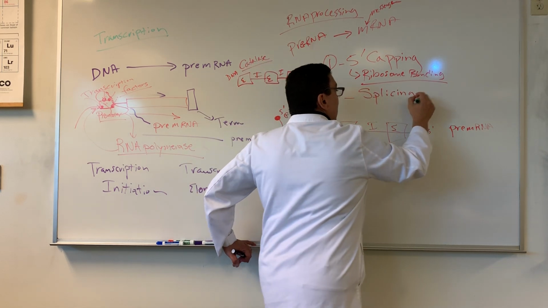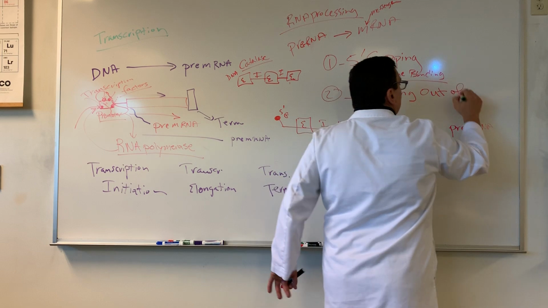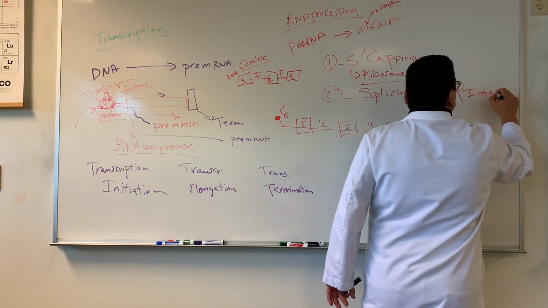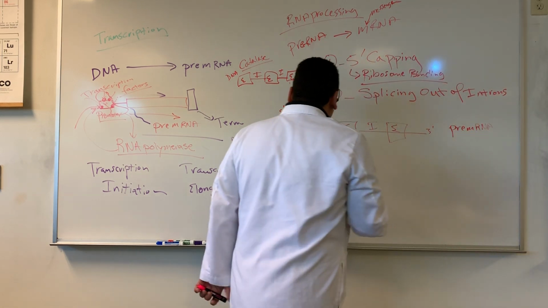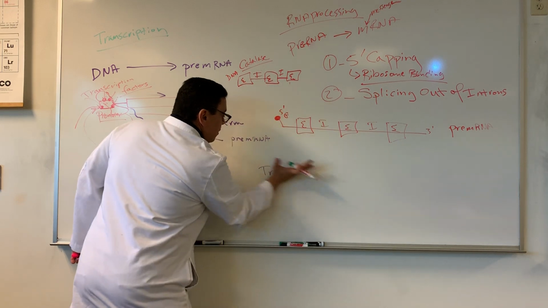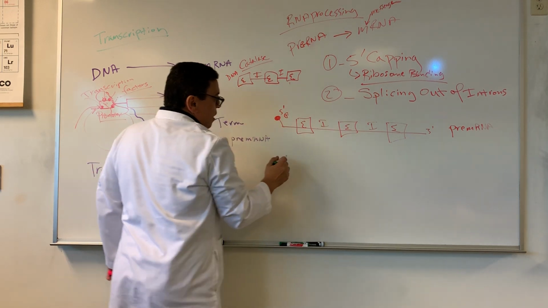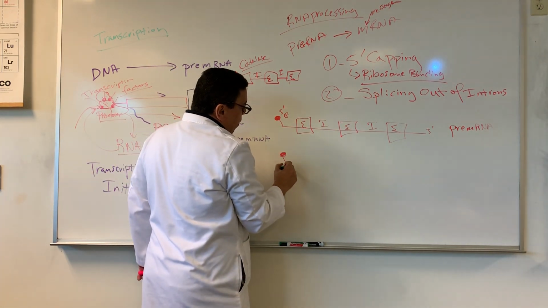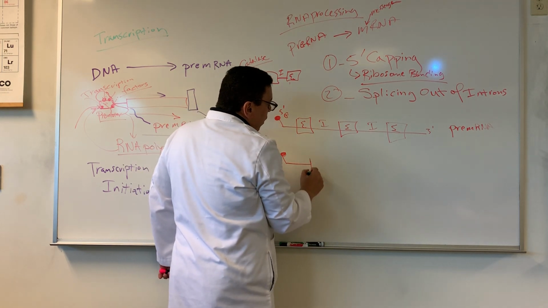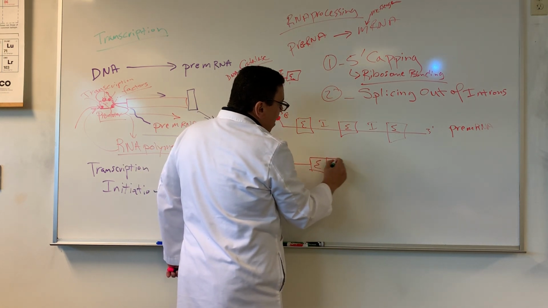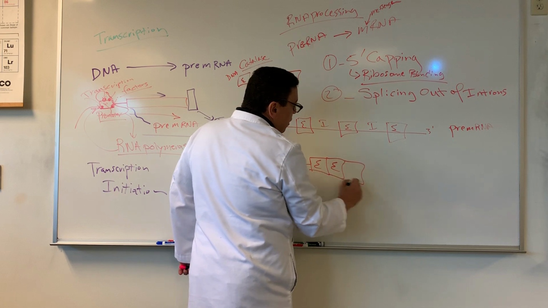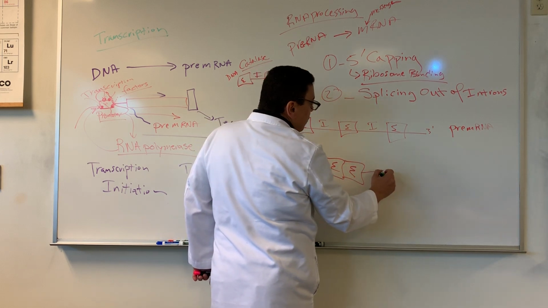Splicing out of introns. So it's going to look like this at the end of it. I'm going to have the cap, because that's already done. And now all I'm going to have are the exons cut and pasted together.